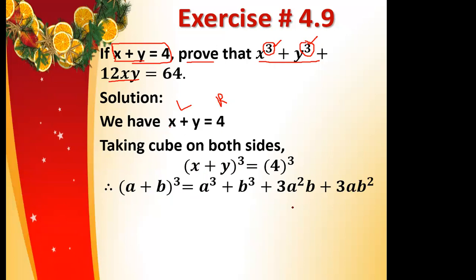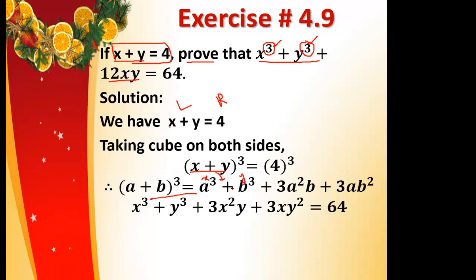Now as you can see here, if you are going to convert this into this formula, your a will become x and b will become y. Now you are going to expand this formula into this form. So now x plus y whole cube is equal to x cube plus y cube, then 3x square y plus 3xy square. Okay, this is your left side.